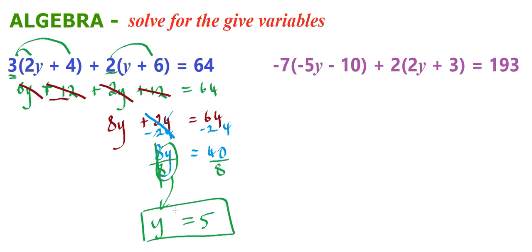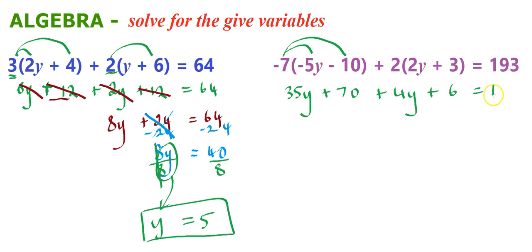Similar process for this one as well. So minus 7 times minus 5y is positive 35y. Minus 7 times minus 10 is positive 70. Positive 2 times positive 2y is positive 4y. And positive 2 times positive 3 is positive 6. And that all equals 193.